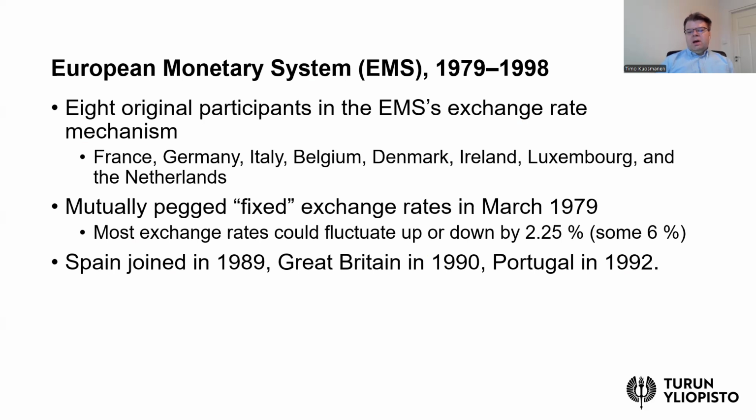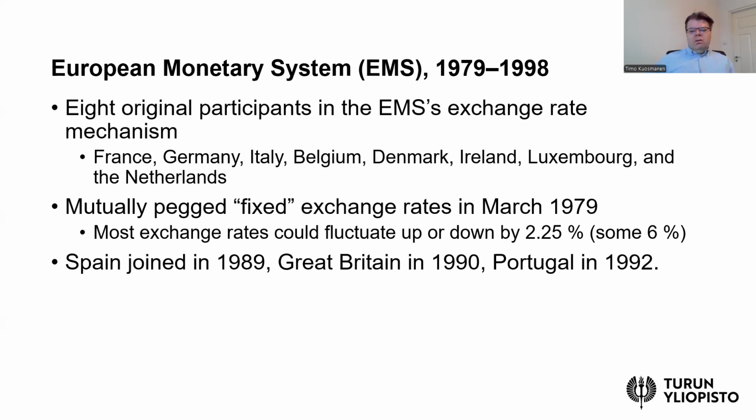And what would happen if a currency tended to appreciate or depreciate more than this 2.25%? Then the central banks would intervene and start to buy or sell currency to bring the exchange rate back within this band of 2.25%. Later, Spain joined in 89, Great Britain joined in 1990, and Portugal also joined in 1992.